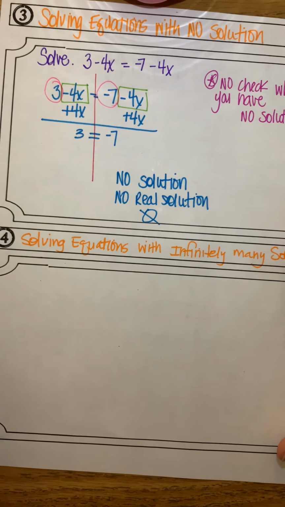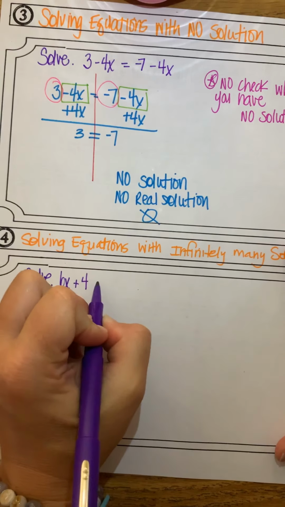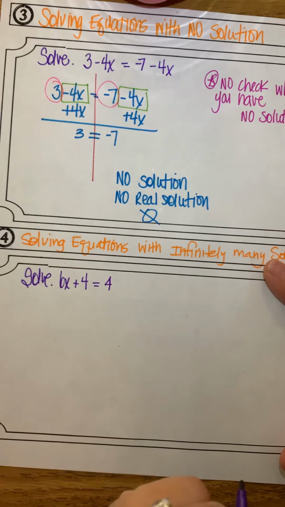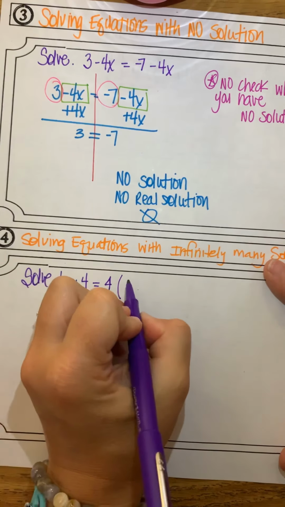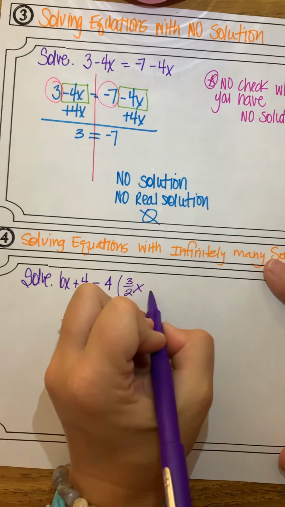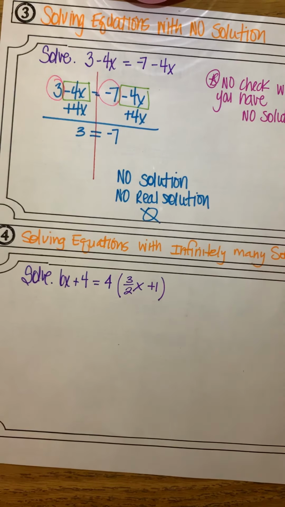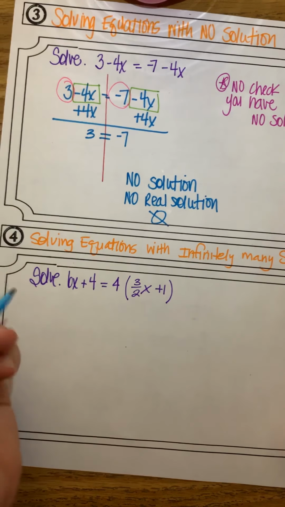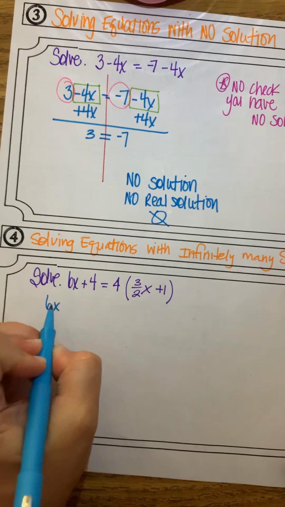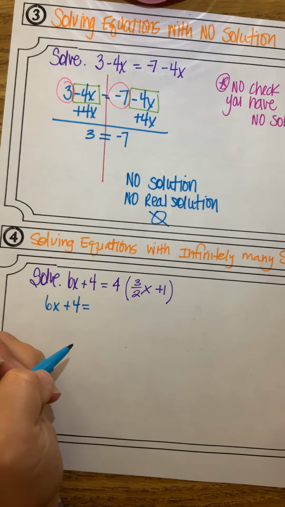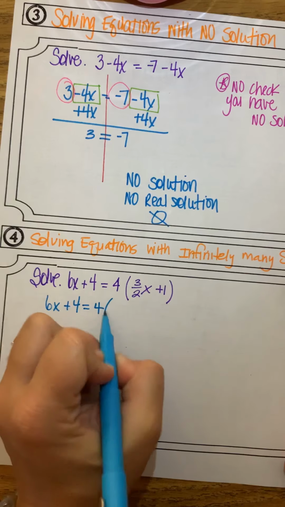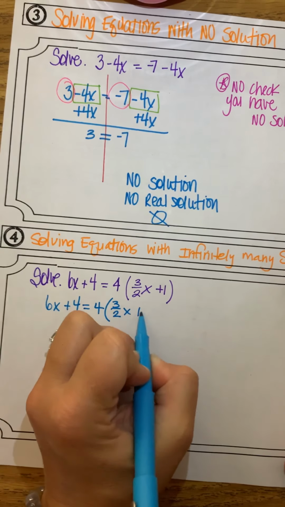So it says solve 6x plus 4 equals 4 outside 3 over 2x plus 1. So the first thing I'm going to have to do is distribute. But before I can do that, I have to write it out. So 6x plus 4 equals 4 times 3 over 2x plus 1.